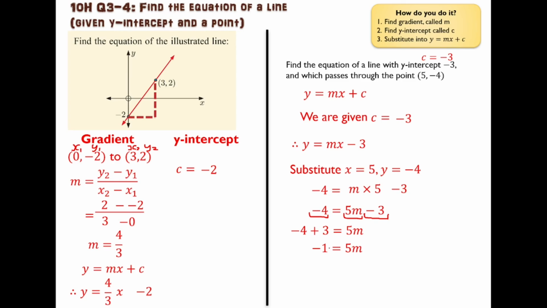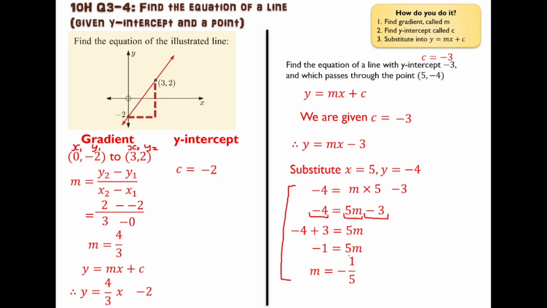Now, -1 equals 5m. I know what 5 times m is. What's the opposite of multiplying by 5? It's dividing by 5. So that will move to the other side and become -1 divided by 5. If you're not sure about this, then by all means, go back and revise solving linear equations, the early parts of solving linear equations.